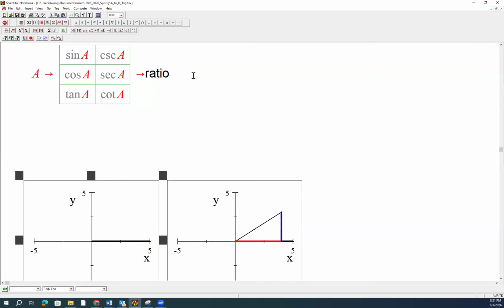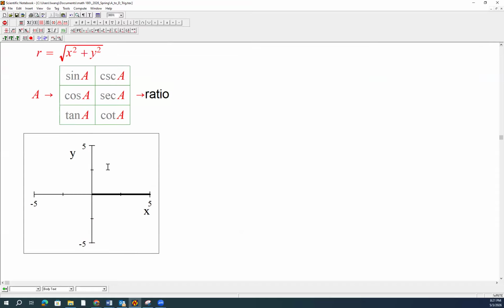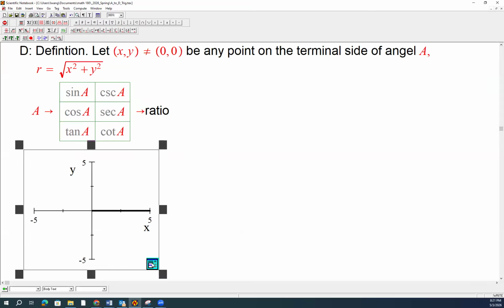So we measure angle from here. When we measure angles, suppose we got a terminal. We measure from here and we got a terminal. So this is the terminal, and the angle we got is right here. That's A. Now we're going to pick any point, and that point can be any point on this terminal. You can pick any point you wish.